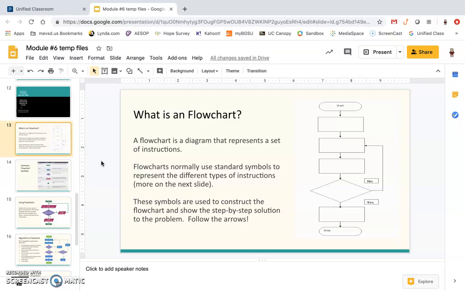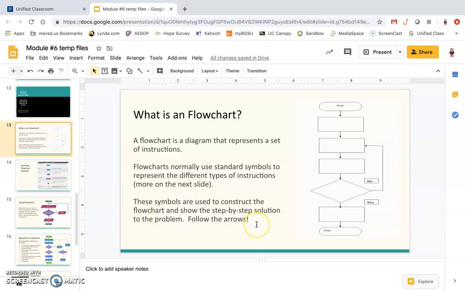So yesterday you created an algorithm. And what you're going to do today is you're going to create a flowchart based on that algorithm. So what is a flowchart? It's basically just a diagram representing a set of instructions. Flowcharts use standard symbols to represent different types of instructions, and we go into that more on the next slide.